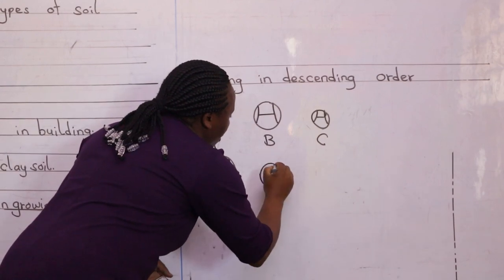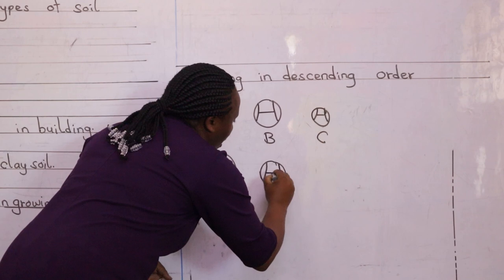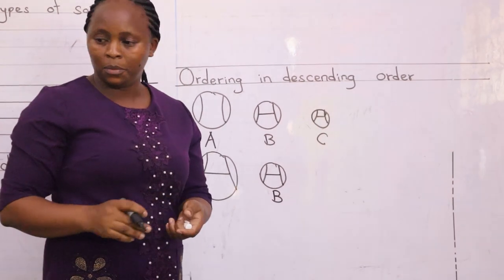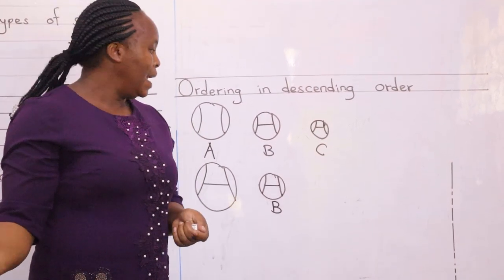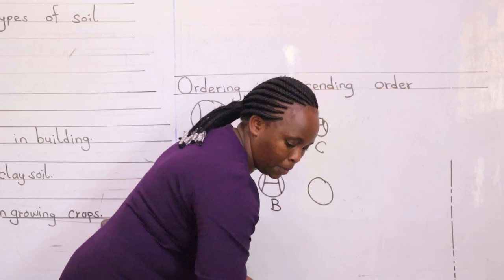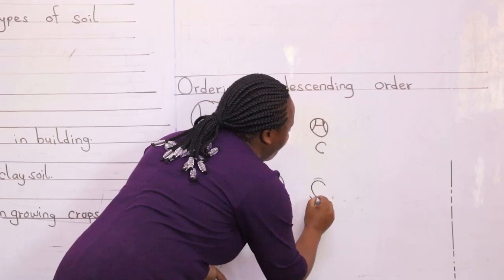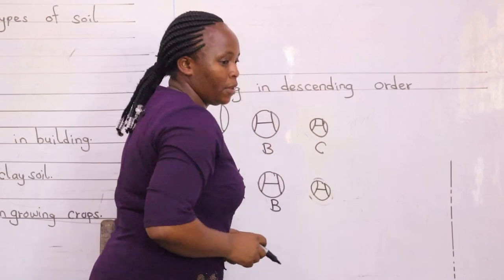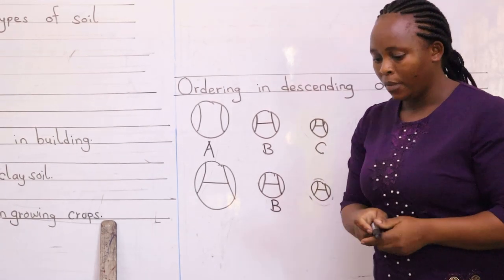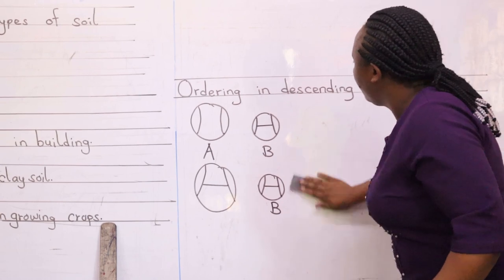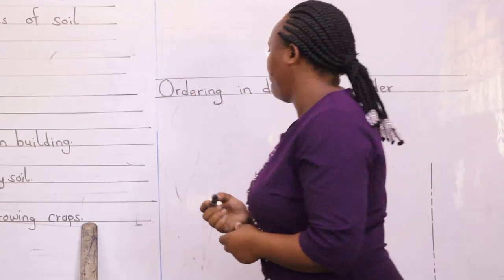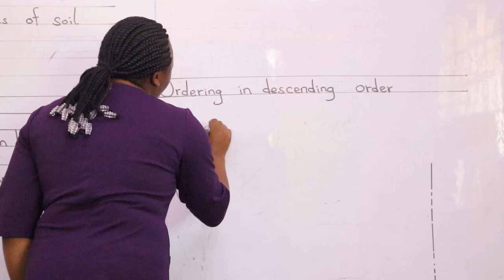This was just a trick, that's why I drew them as I had ordered them. Good. And the last one? And the last one is ball C. That's good. Can you clap for yourself, learners? I give the last example. I'm going to draw some rulers here.